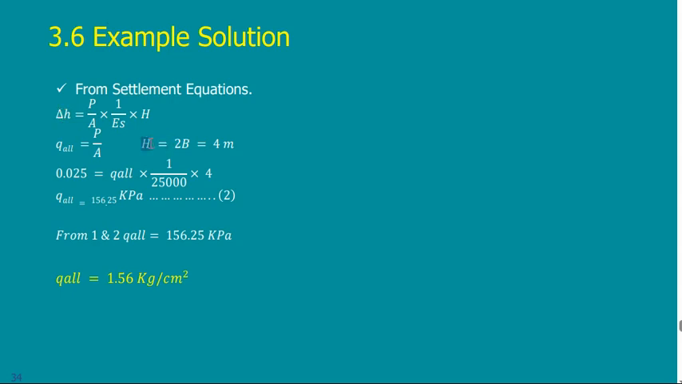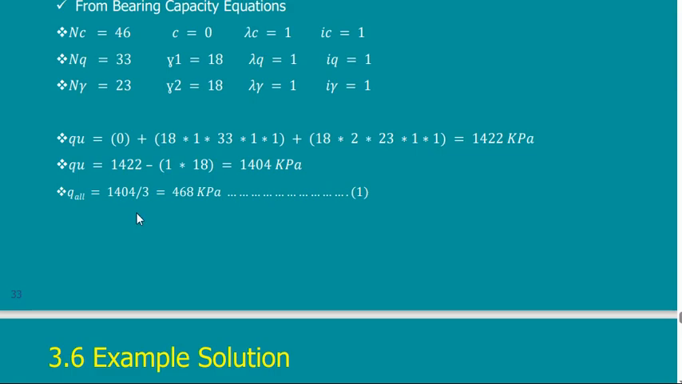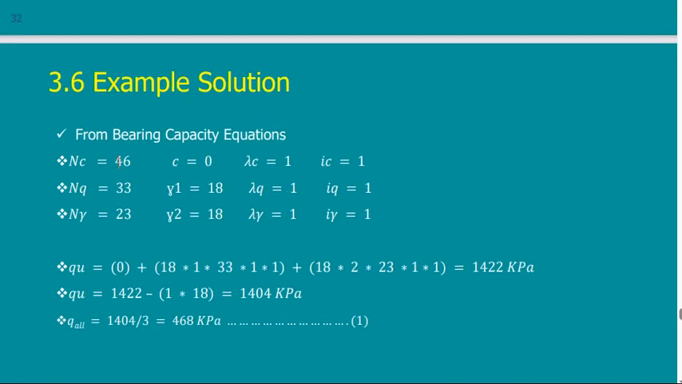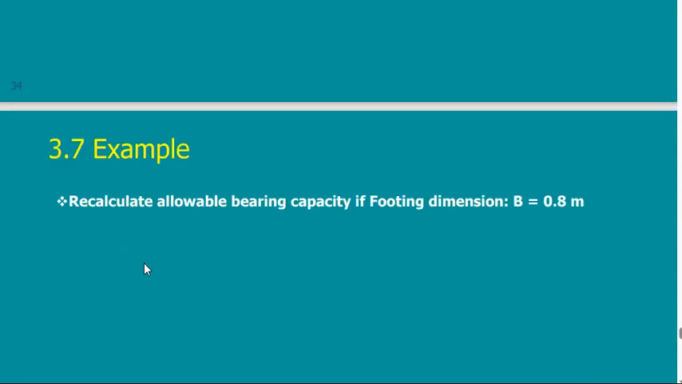If the H is not given, you will have to assume that it is equal to twice the B, and you are going to calculate the allowable Q that is corresponding to a settlement of 2.5 centimeter. Get this, compare it to what you have calculated from the other equation for the bearing capacity, use the minimum.